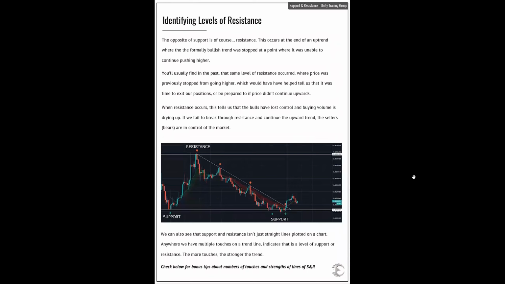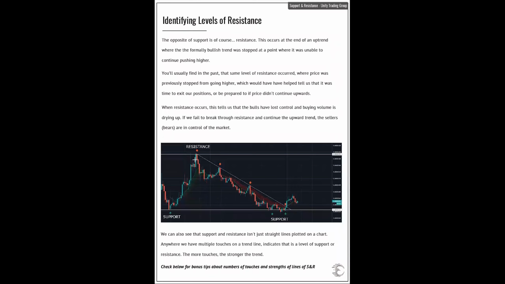So we can also see that support and resistance isn't just straight lines plotted on a chart either. Anywhere we have multiple touches on a trend line, this indicates that it's a level of support or resistance. And then the more touches, the stronger the trend. So we've got our horizontal lines here as well, but we've also got this diagonal trend line here, which has multiple touches where price failed to break through. So that indicates that's a level of resistance. We always draw that at the top of the candles, or the wicks, or the bodies, whatever you like.